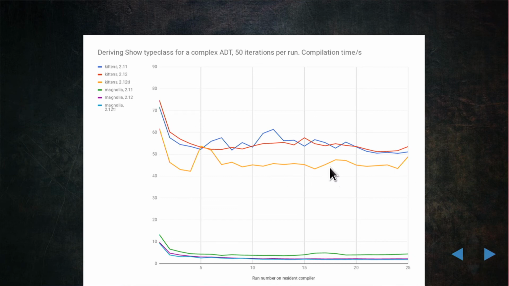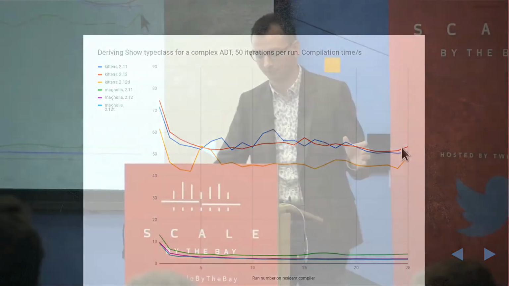The top is Shapeless with Kittens, deriving a Show type class for some complex ADT I wrote, 50 times in the same file. And the bottom lines are Magnolia. Magnolia ends up around 2 seconds for this particular example for the full compilation. Shapeless with Kittens ended up around 50 seconds, maybe a little bit faster.